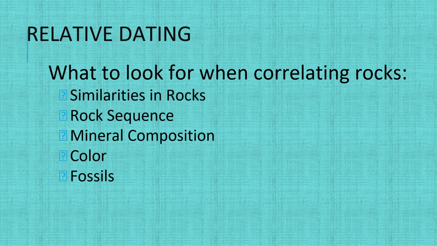All right, so when we are correlating rocks, we are looking for similarities in rocks. We are looking for the rock sequence, the mineral composition of those rocks, and color. Often rocks deposited in the same layer, even though they are different, could be the same type of rock but may have different color depending on what was in their sediments. And we are looking at fossils.